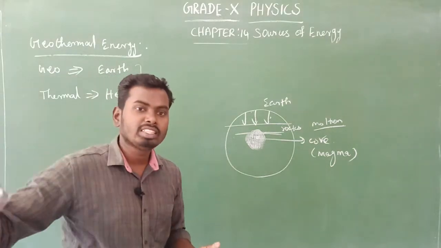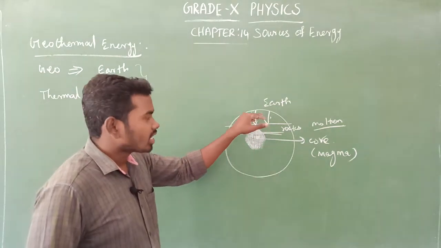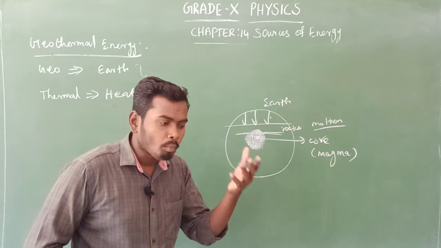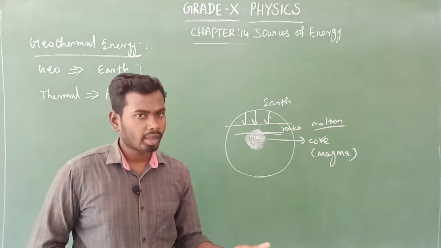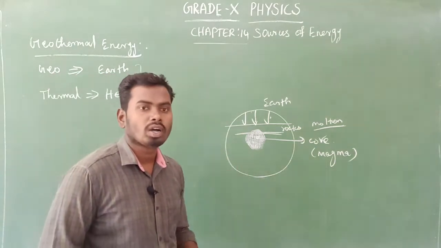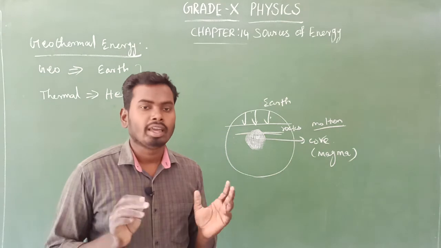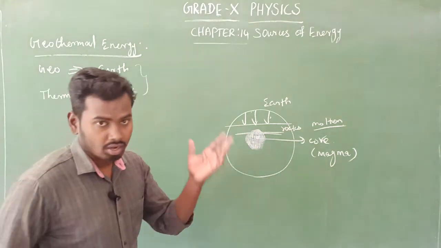So still the earth core is very hot, as in the form of magma. In some regions, not all regions, note this point, just below the earth's surface, the molten rocks are there. That heat of the earth is used to convert to some usable form of energy like electrical energy. Next we will see that. Next I'll draw the schematic diagram.